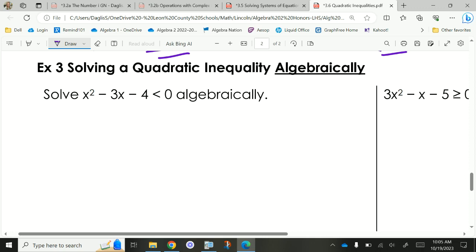We can always use quadratic formula. Can we use any of the shortcuts? My a is a 1. Can I do basic factoring? Does something multiply to give me -4 but add to give me -3? Yeah, -4 and +1.